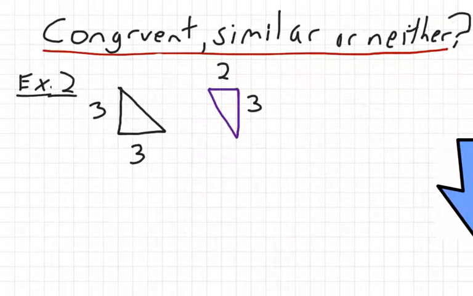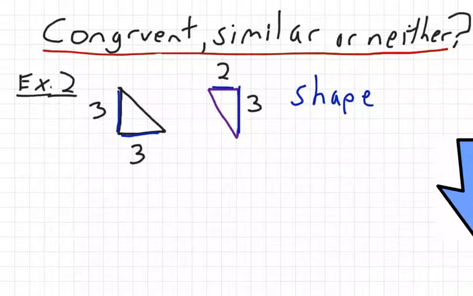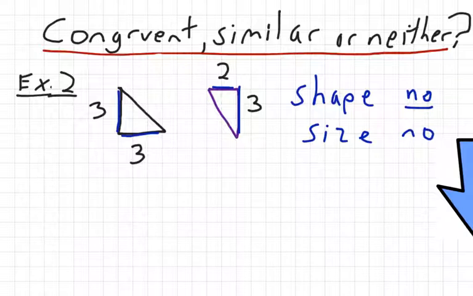Well, I noticed a red flag right away. These sides are the same, and these sides are different. So that tells me this is not the same shape. So the answer for same shape would be a no. It's not the same shape. And we know they're also not the same size. So for this to be neither, it has to be true that they are not the same shape.